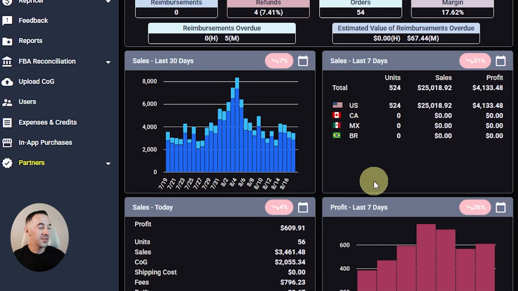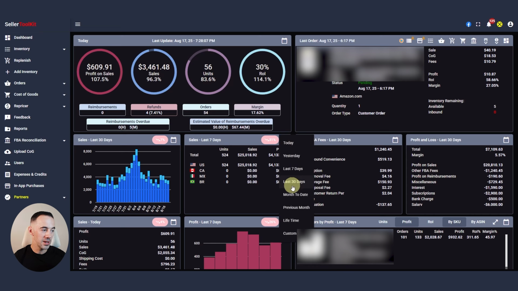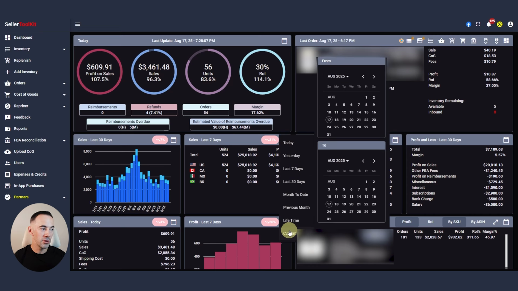Now, on top of that, if you're selling in multiple marketplaces, it gives you a really good idea of how the sales are going. So you see the sales and the profitability, which is really, really good. Now, on top of that, and again, this is just the last 7 days, and you can change it to yesterday, 7 days, 30 days, month to date, anything, or even do custom date range.